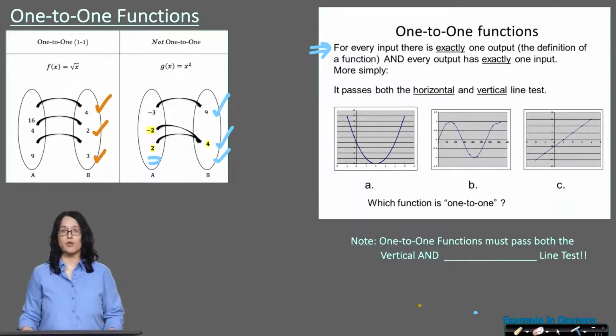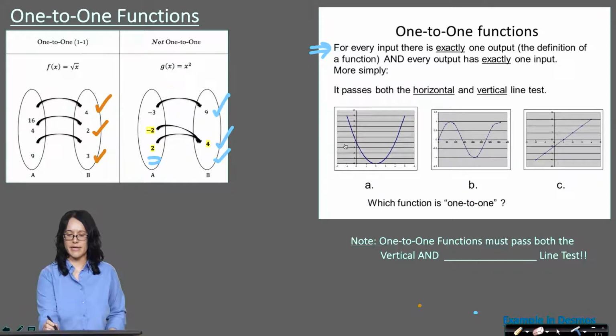More simply, you know that a function had to pass the vertical line test, but a one-to-one function additionally will have to pass a horizontal line test, meaning that every single point on the graph of a function, if it's truly one-to-one, will only be touched one time if you draw a horizontal line through it.